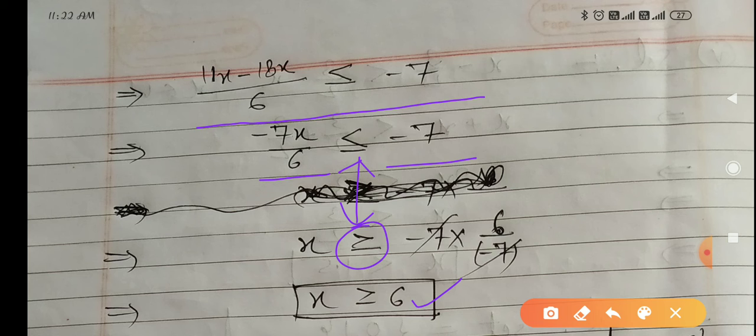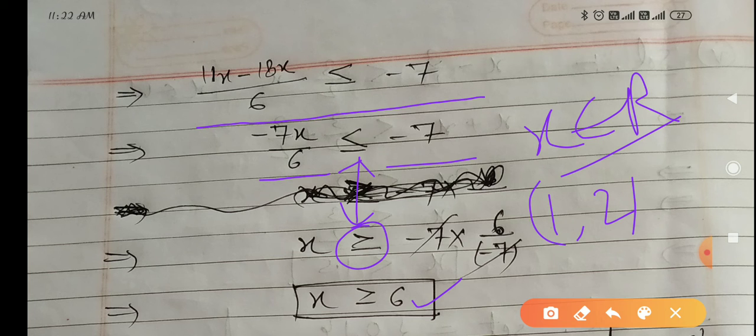So x is greater than or equal to 6, but here you can remember x belongs to whole number. So you cannot make the solution set in roster form, because between two numbers there are infinite real numbers. Suppose we talk about 1 and 2. Between 1 and 2, infinite real numbers are there.